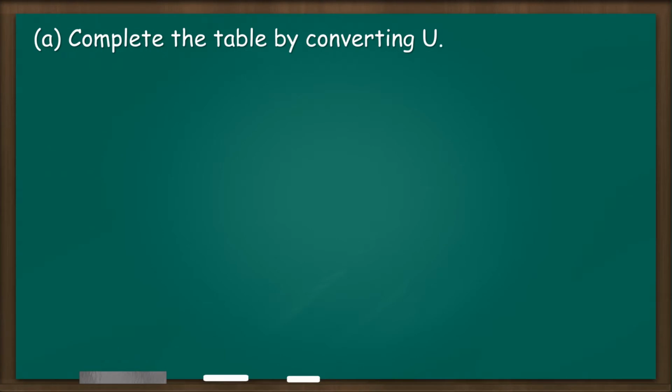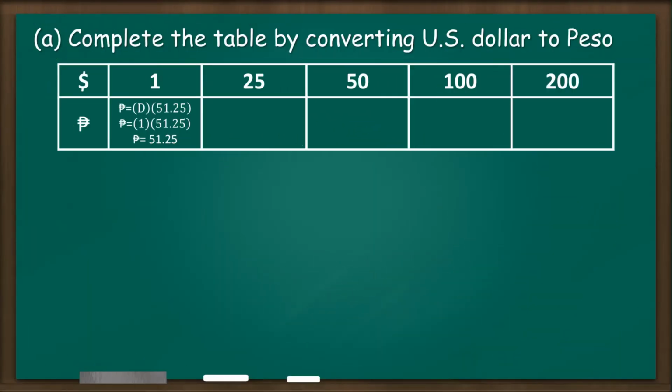Complete the table by converting US dollar to peso. For example, we have 1 US dollar, we will convert that to Philippine peso. We will have P is equal to D multiplied by 51.25. We will substitute the value of US dollar, which is 1, and we will multiply it to 51.25. We will get the product of 51.25 pesos. For 10 seconds, convert $25 to Philippine peso.